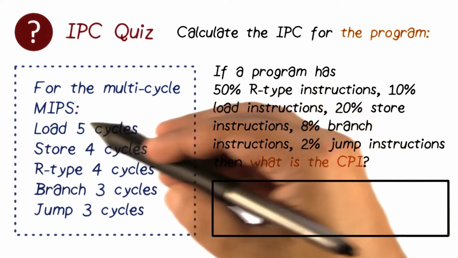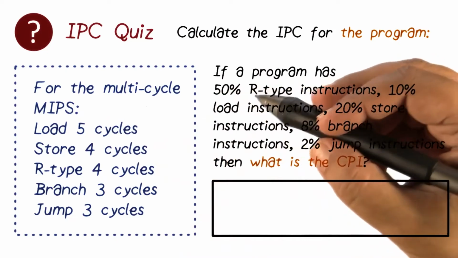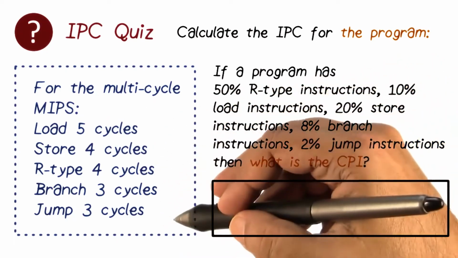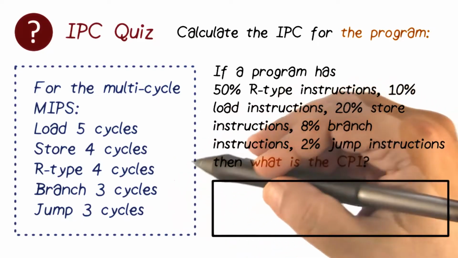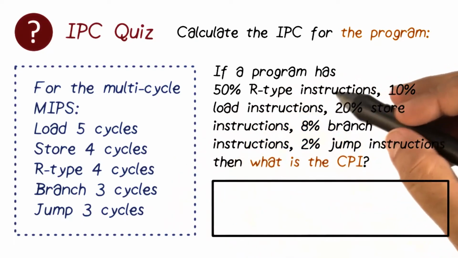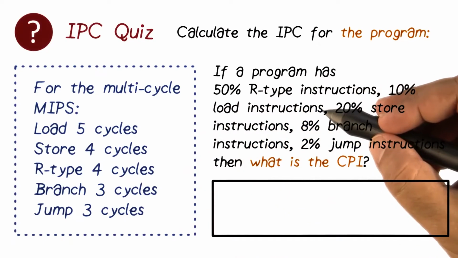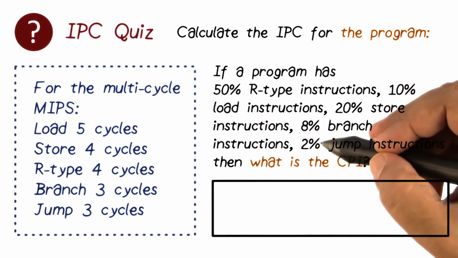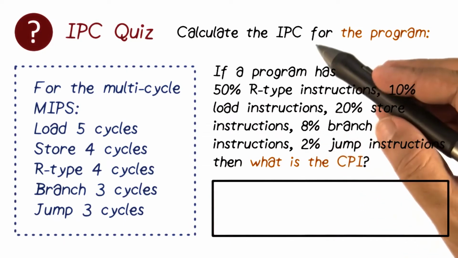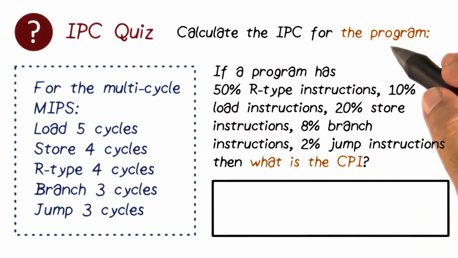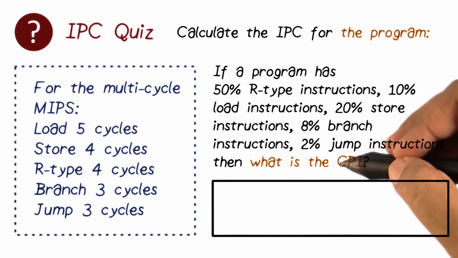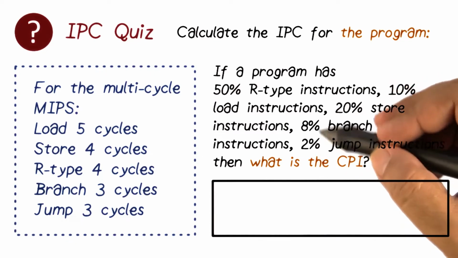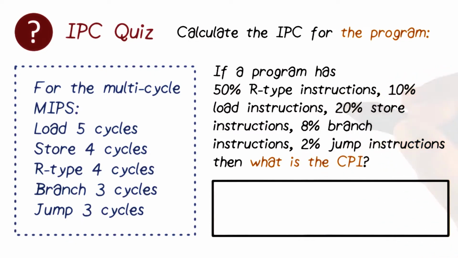So this is a typical MIPS kind of a multi-cycle machine, which, if it executes sequentially, then we want to see for a particular program how many cycles it takes per instruction. So let us say a program has 50% R-type instructions, 10% load instructions, 20% store instructions, 8% branch instructions, and 2% jump instructions. Then what is the instructions per cycle for this particular program? Or conversely, what is the total average number of cycles it takes per instruction in a sequential execution? That's the question, and let's see if we can answer it.